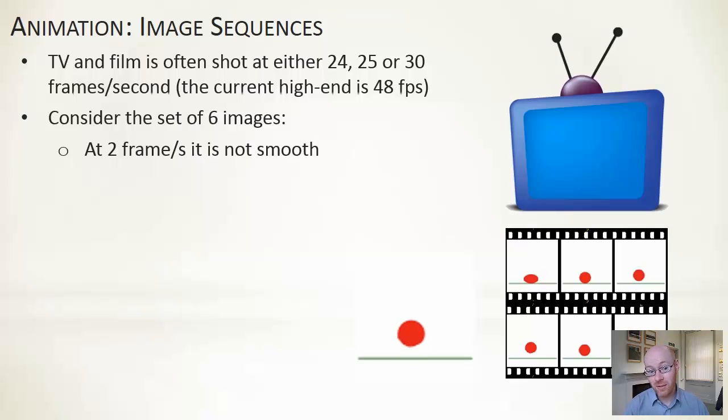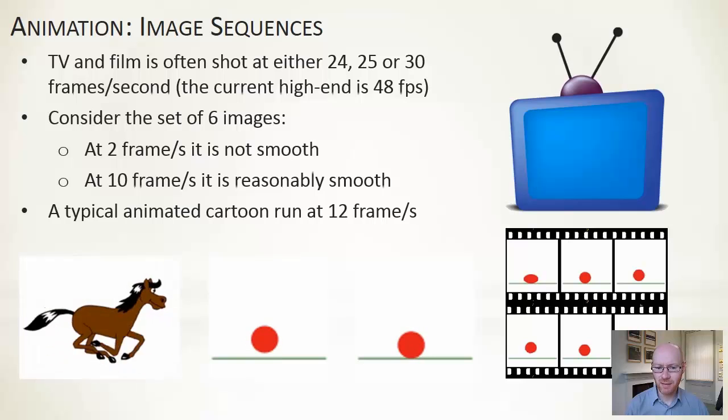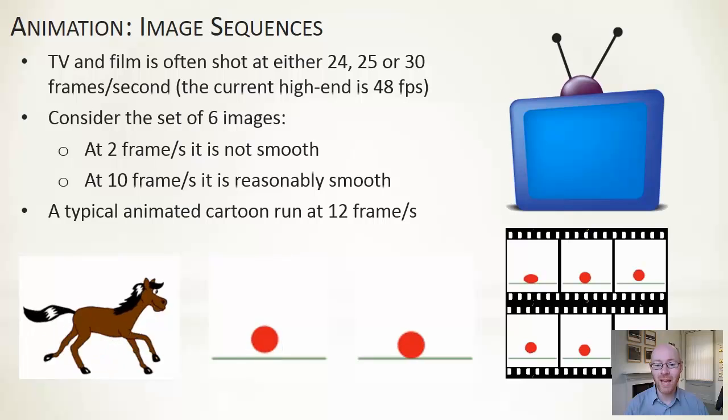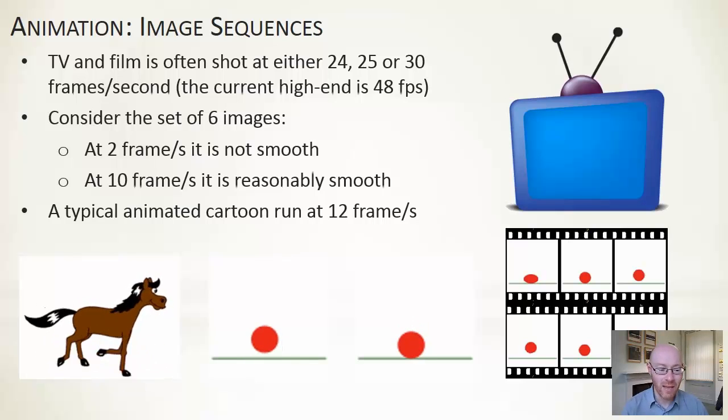If we were to increase the speed up to 10 frames a second, then it's just reasonably smooth. We can look at that and we can see a bumping or a bouncing ball. So it's not too bad at all. And some time ago, when animated movies tended to be hand-drawn, it was fairly standard to hand-draw them at about 12 frames a second. And we have the horse running roughly around that interval, and it looks reasonably smooth.